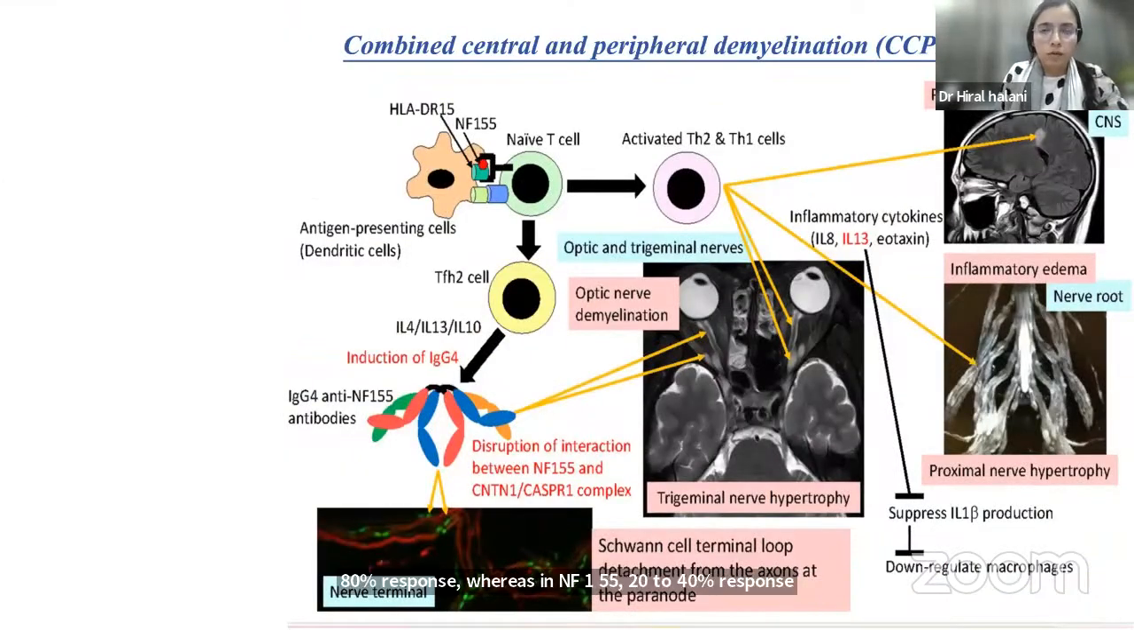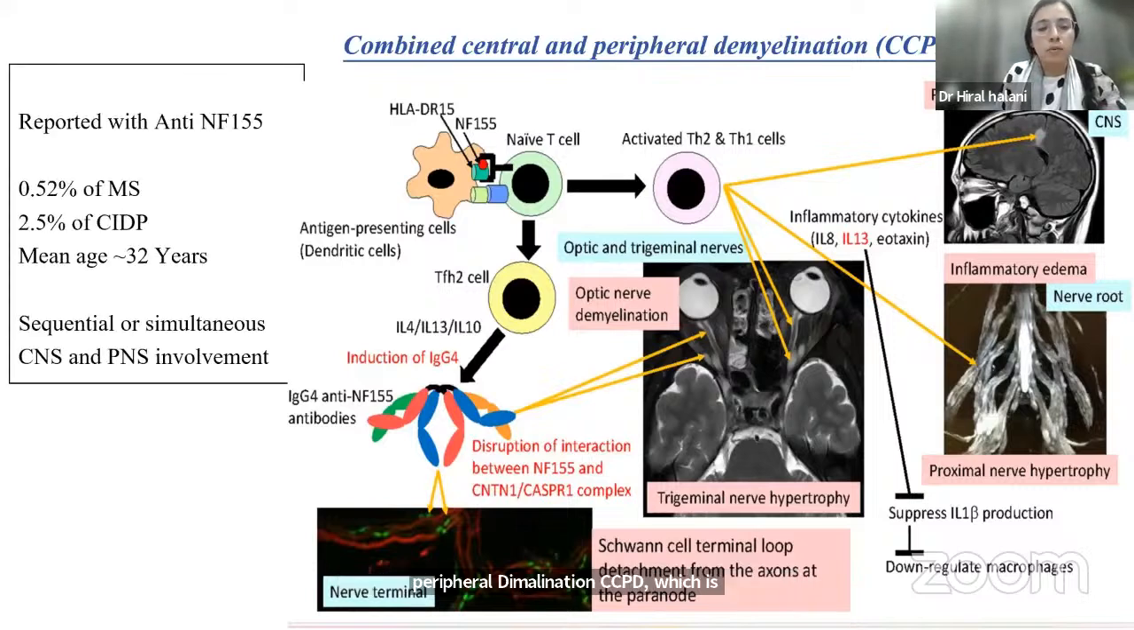And this brings us to one more entity, just to mention in the category of refractory CIDP, this combined central and peripheral demyelination, CCPD, which is commonly reported with NF155 antibody, where there occurs sequential or simultaneous involvement of central and peripheral nervous system. Here these IgG4 antibodies will produce subclinical demyelination of the optic nerve and trigeminal nerve and will produce MS-like lesions in the periventricular region, and in the peripheral nervous system will produce proximal nerve root hypertrophy like CIDP.